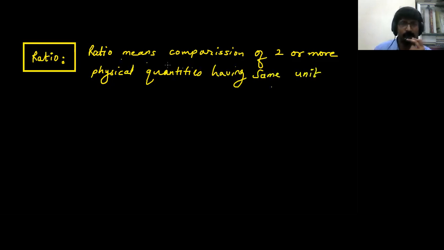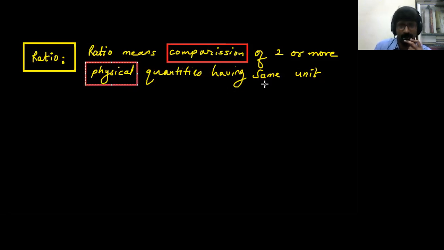A ratio means the comparison. So what do you mean by comparison? Comparison means you are taking the comparison between two quantities. And what do you mean by physical quantities? I'll explain to you all. And having the same unit. These three words are very, very important: comparison, physical quantities, and the same unit. What does each mean?